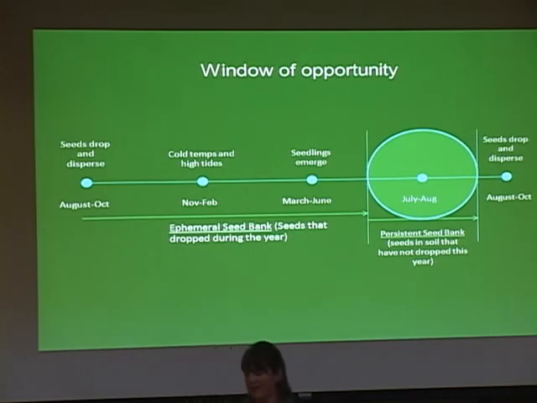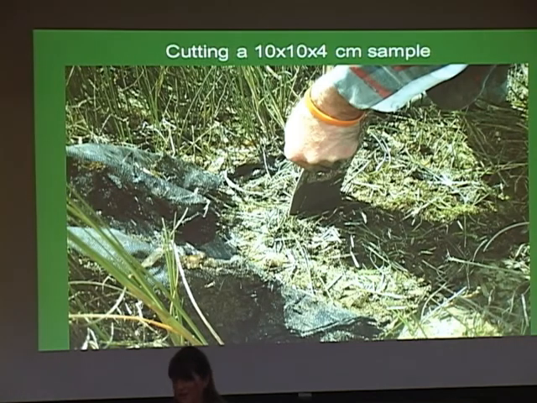The screen would keep the seeds out. Plots were visited during this time, July and August, and that way we knew that the seeds were from the seed set of 2009 and earlier. So we for sure knew that we were looking at the persistent seed bank versus an ephemeral seed bank, meaning that the seeds came from this year. So we cut our 10 by 10 centimeter square sample with a saw, and we cut 4 centimeters deep based on the methods that we produced last year.